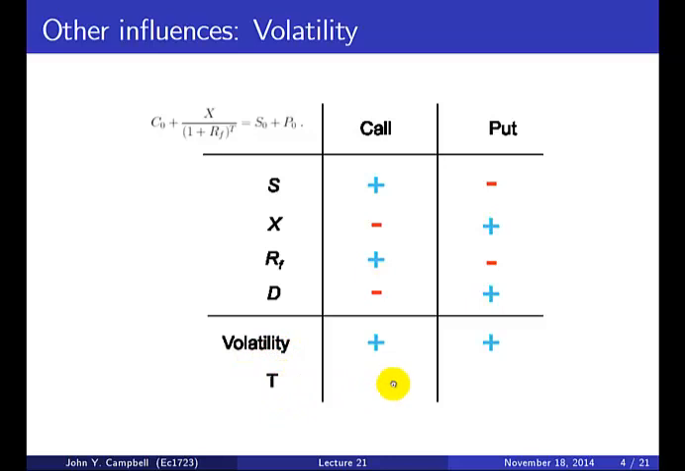And so in the case of the call, both the direct effect and the indirect effect are positive, so we know that time to maturity increases call value. However, it's ambiguous in the case of a put, so I'm going to put a question mark here in the case of the put.